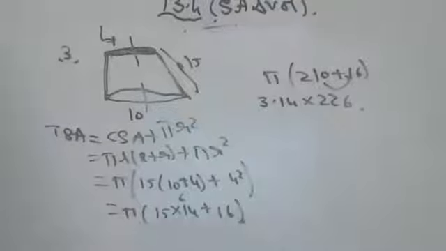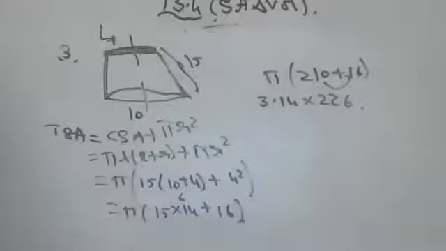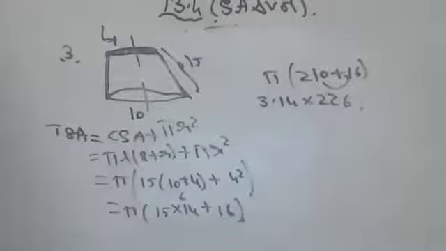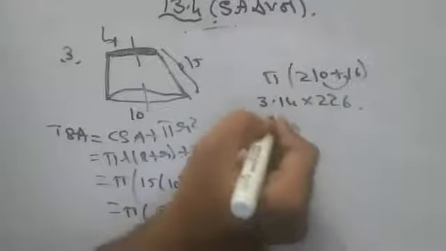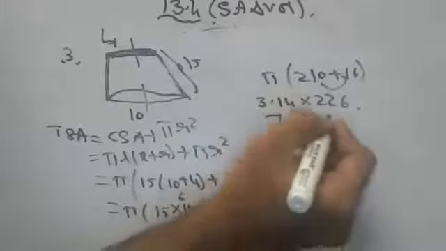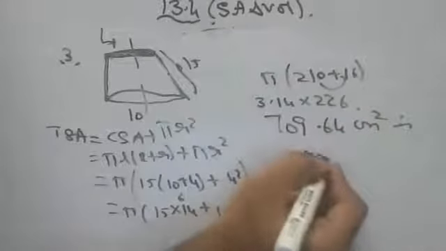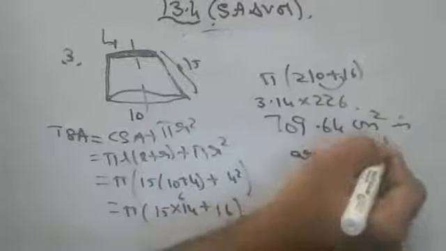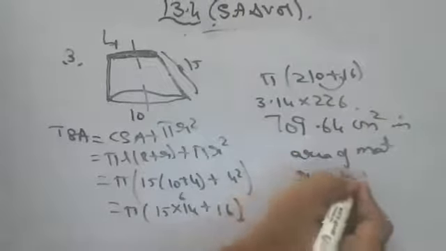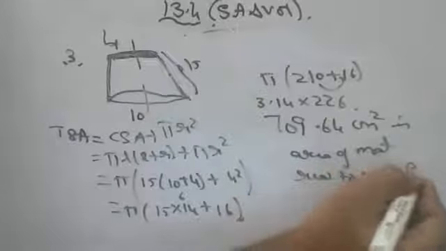Yes, anyone? Can anyone do this and tell me the answer? 226 into 3.14. 709 centimeter square is the area of material required to make the fez. Fez means it is a type of cap.